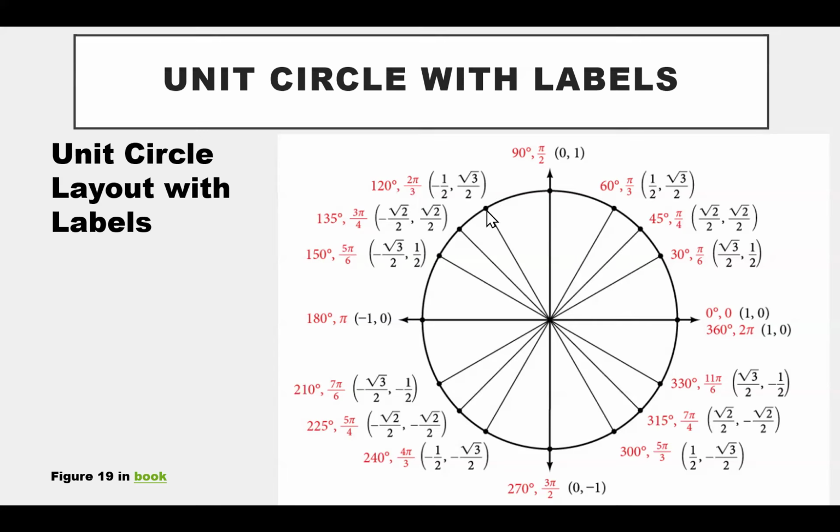So that point is going to give me that the cosine of 2 pi over 3 radians is negative 1/2. And the sine of 2 pi over 3 radians is root 3 over 2. So this is a nice diagram to have and to reference once we've established the cosine and sine of these three angles in the first quadrant.